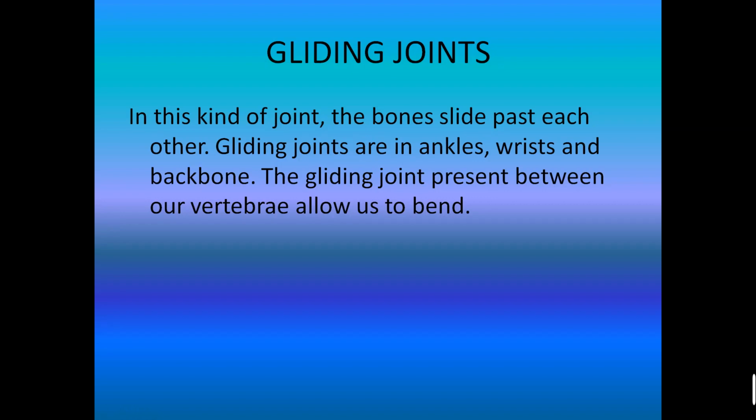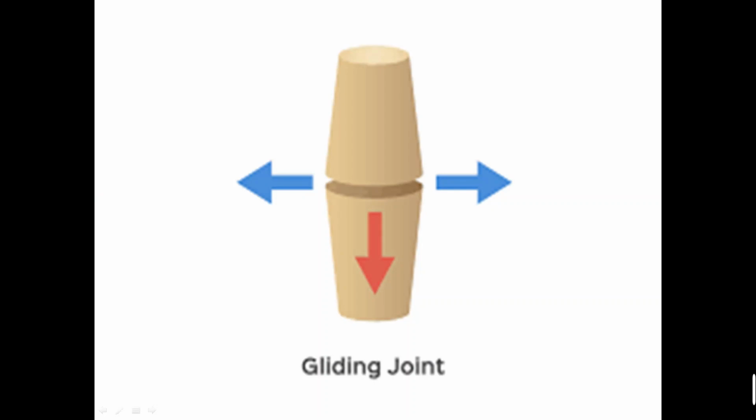Gliding joint. In this kind of joint, the bones slide past each other. Gliding joints are present in the ankles, wrists, and backbones. The gliding joint is present between our vertebrae and allows us to bend. So this is the image of gliding joint. Have a look.